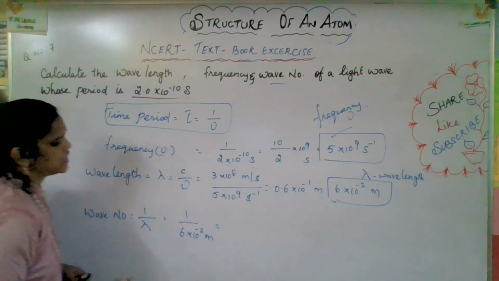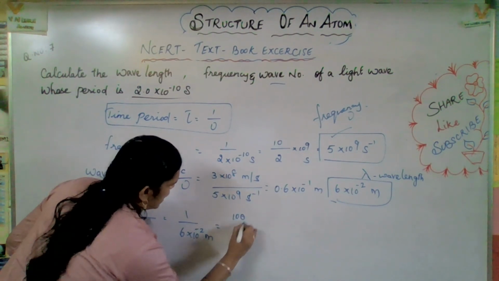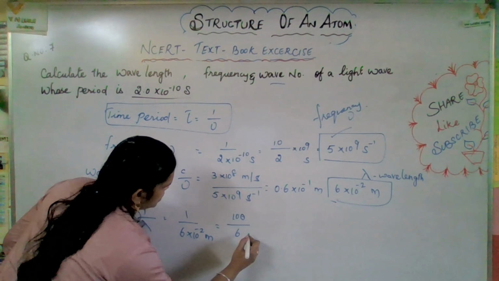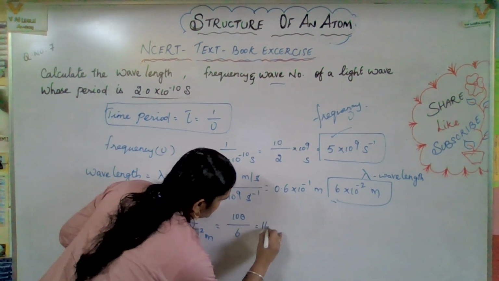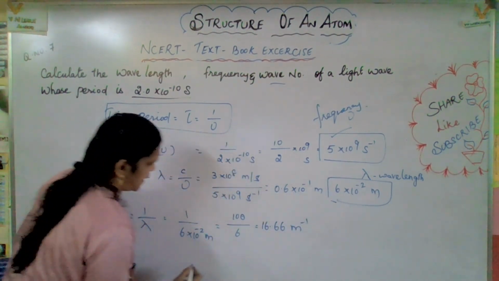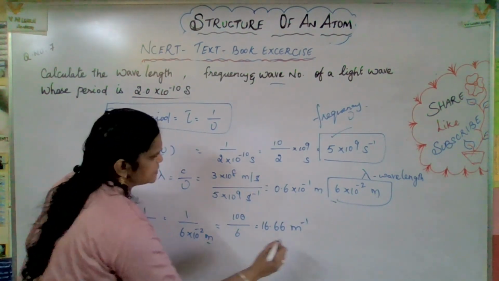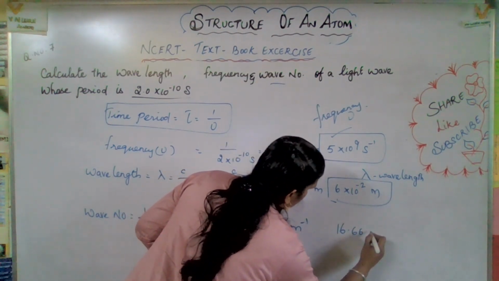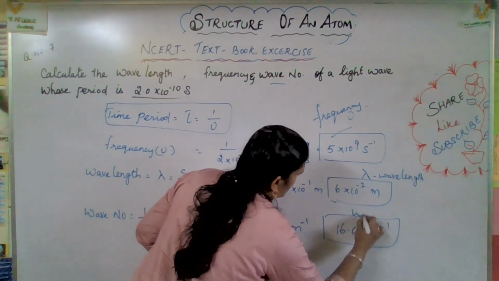So what is the answer? You will get it. Here 10 to the power of 2 divided by 6. You will get 16.66 meter inverse, right? Since meter is in the denominator, it comes up as meter inverse. So that is the value of the wave number.